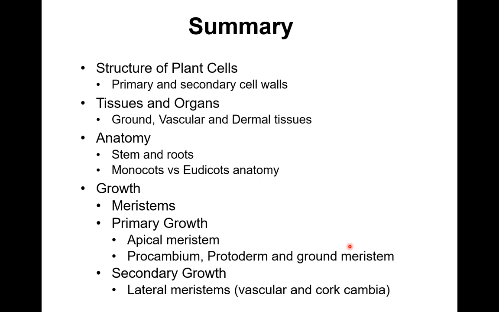And then finally we finished up talking about secondary growth, which takes place only in woody plants, and we saw how it takes place both in the stem and in the roots. And we talked about the lateral meristems that are responsible for this growth. So we talked about the vascular and the cork cambia and how they work to produce, to enlarge ultimately, the stems and the roots in the plants that undergo secondary growth.